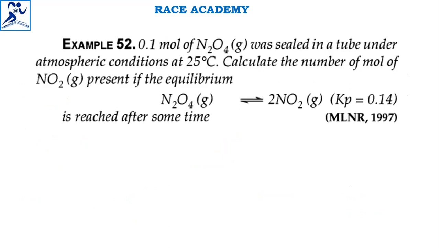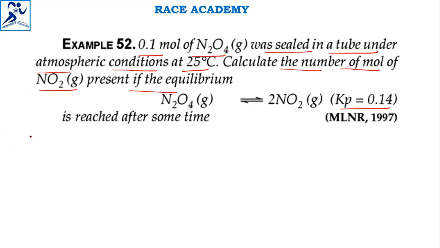0.1 mole of N2O4 was sealed in a tube under atmospheric conditions at 25 degrees Celsius, and calculate the number of moles of NO2 present at equilibrium, which is reached after some time. The equilibrium constant Kp is given as 0.14. So calculate the number of moles of NO2 at equilibrium for this dissociation equation using Kp value 0.14.